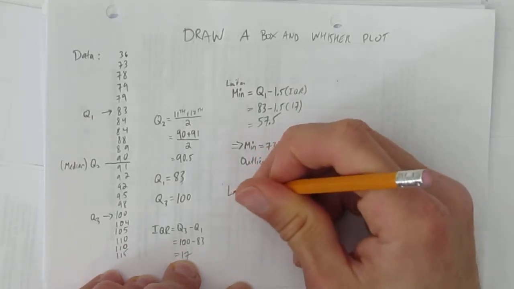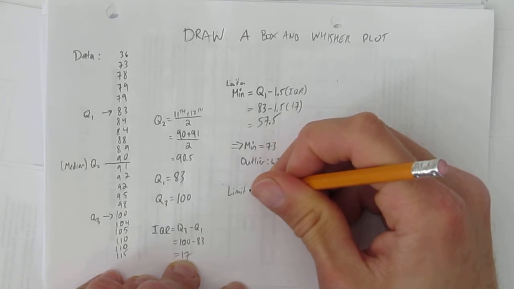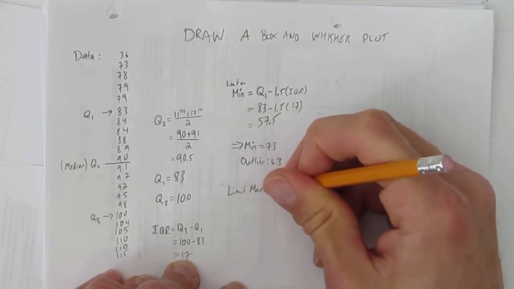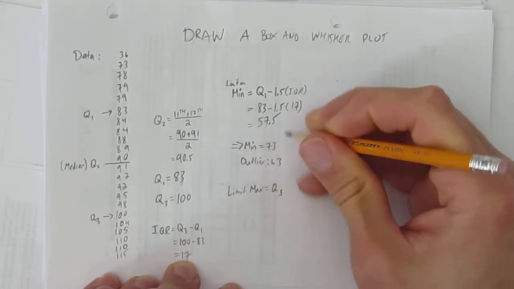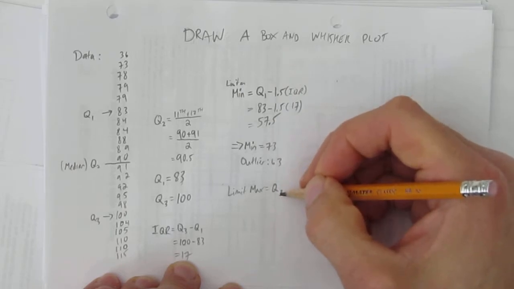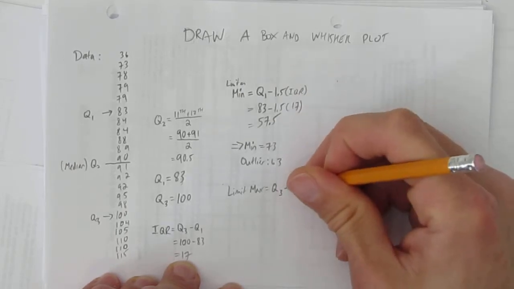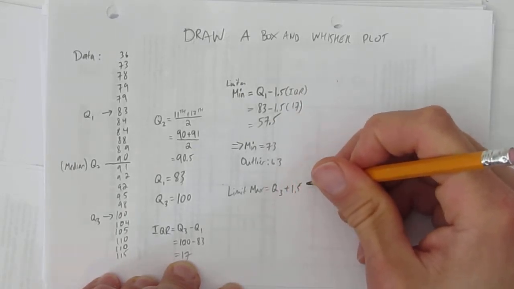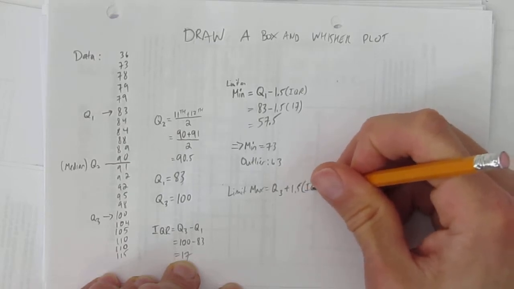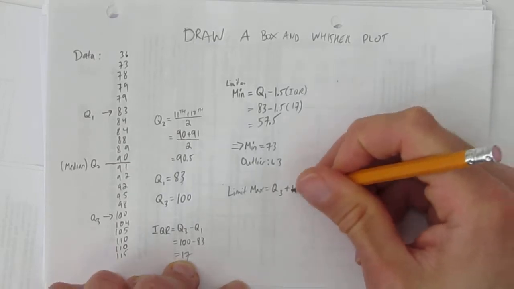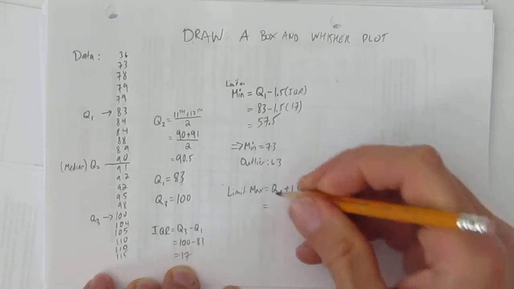Let's do the limit on the max too. Calculate it the same way. In order for it to be a true max, it's got to be within 1.5 times the IQR of Q3. Here's the formula. The limit on the max is the third quartile boundary plus 1.5 times the IQR.